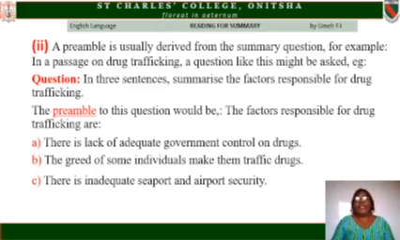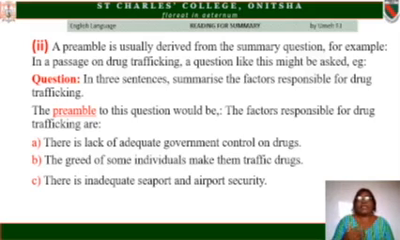For example, in a passage on drug trafficking, a question like this might be asked: in 3 sentences, summarize the factors responsible for drug trafficking. The preamble to this question would be, the factors responsible for drug trafficking are. Note, the factors responsible for drug trafficking are, this sentence I just made now is a preamble. And so this particular preamble needs to connect the answers, the sentences you give in the answers.